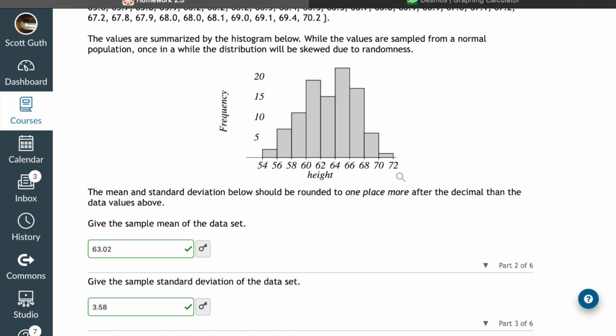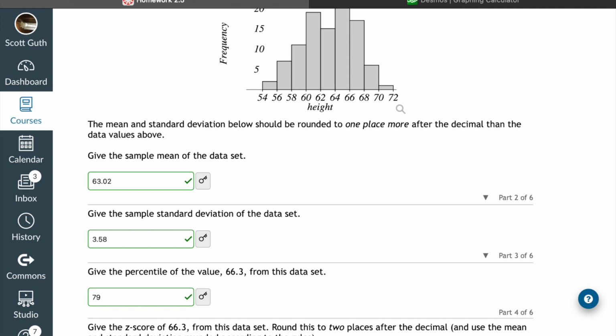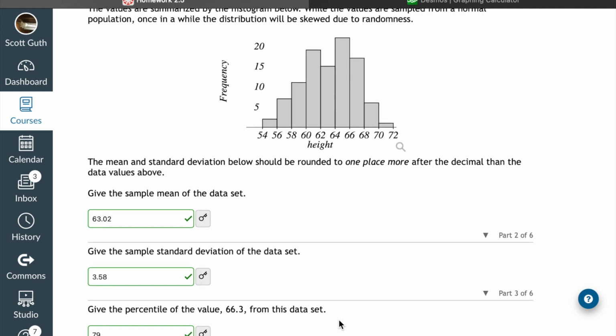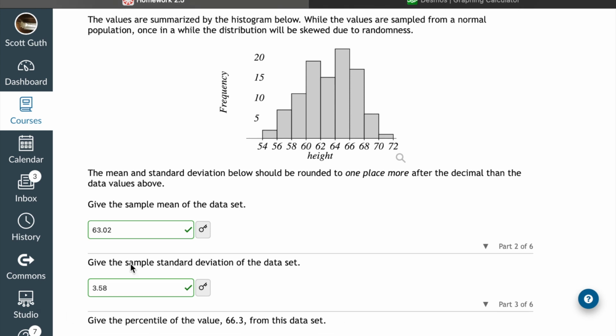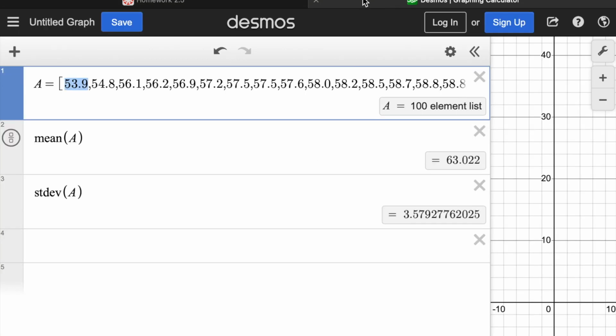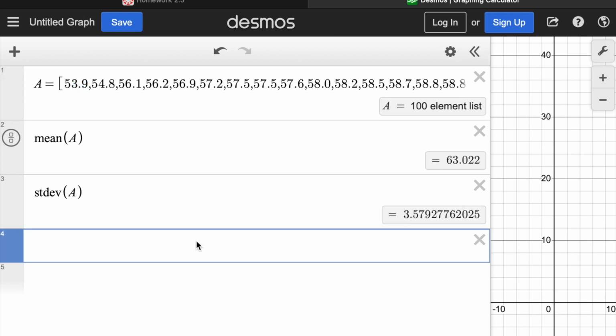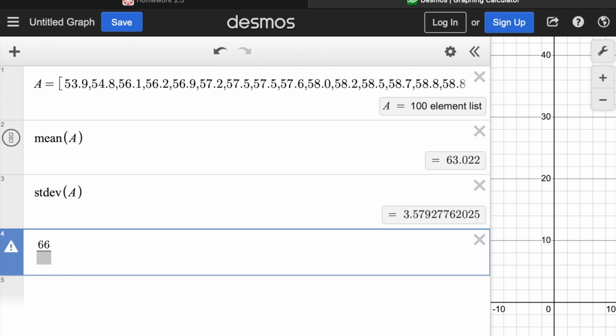I'll check that. And now it says give the z-score of 66.3. So for the z-score, you take your value, subtract the mean, and divide by the standard deviation. I've got the mean here and the standard deviation here, so I'll go ahead and do that. My value again is 66.3. I'll go on a new line and start a fraction by pressing the slash. Again, it's 66.3, we subtract the mean, which was 63.02, just the rounded version, and then divide by the standard deviation, which we rounded to 3.58.